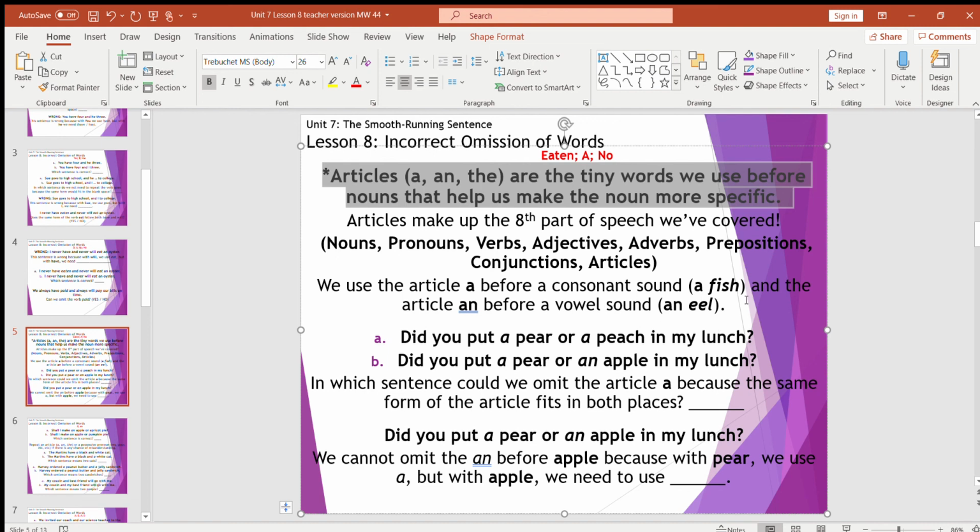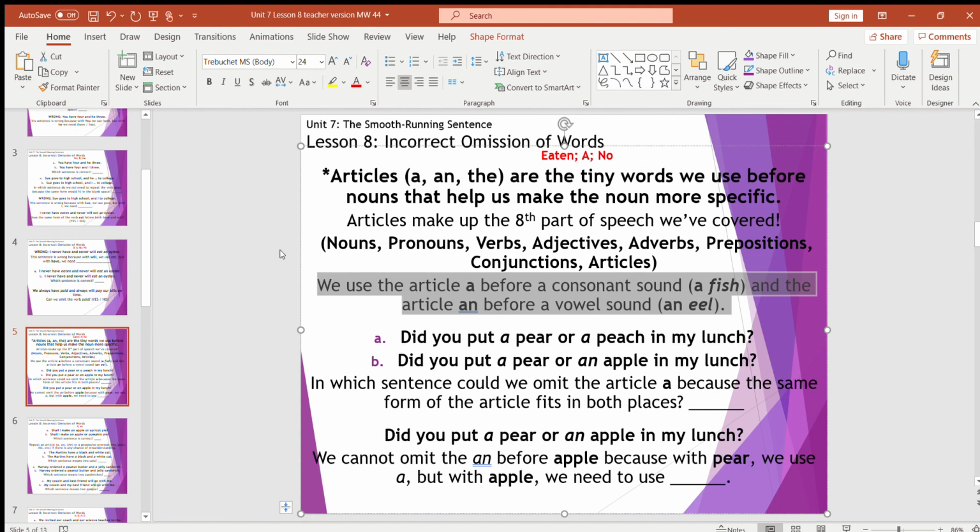And the main thing to know about articles, circle, star, highlight, is that you use the article a before a consonant sound, like a fish, and then the article an before a vowel sound, like an eel.